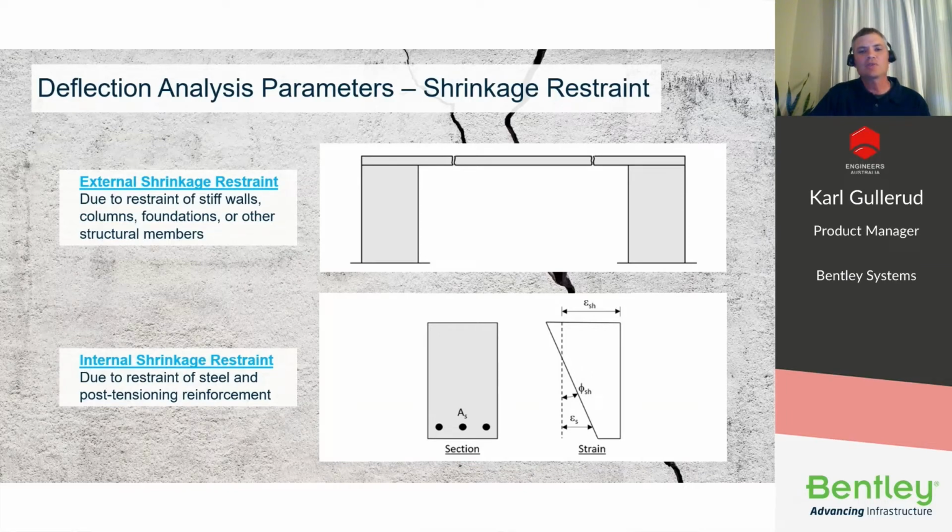Another approach to account for external shrinkage restraint is to increase the shrinkage strain by a factor based on the severity of the restraint. This method avoids the disadvantage mentioned for the other method but requires some engineering judgment regarding the level of restraint, and then also an appropriate factor to use.